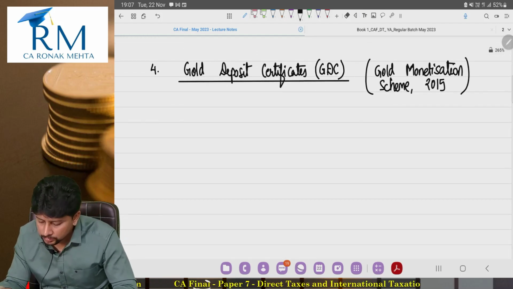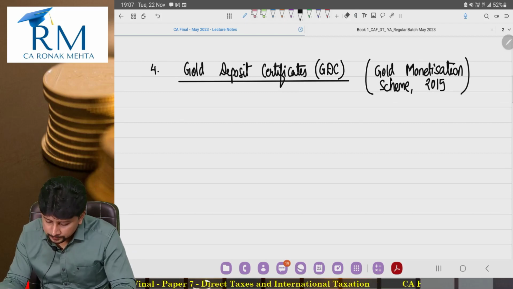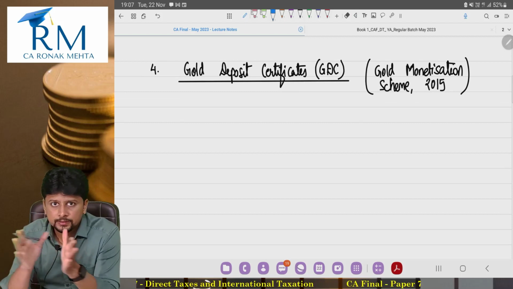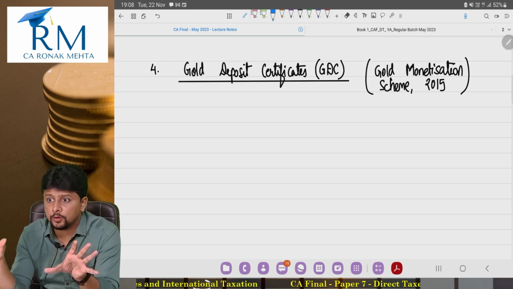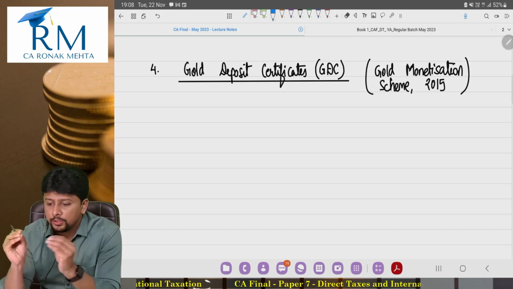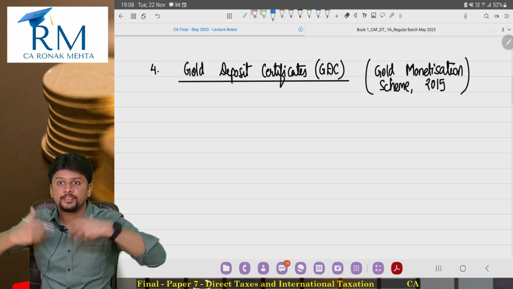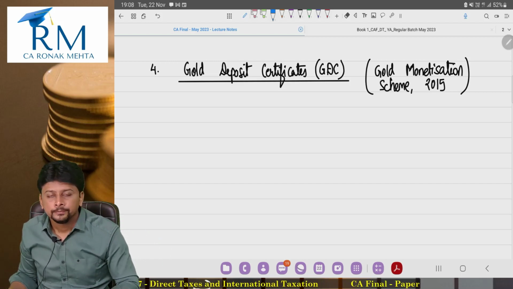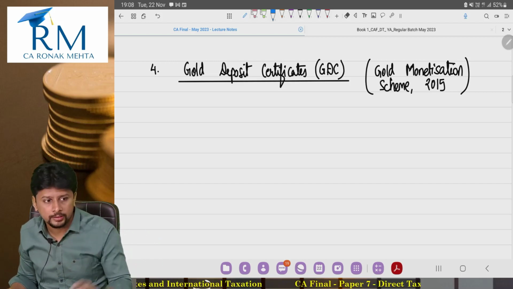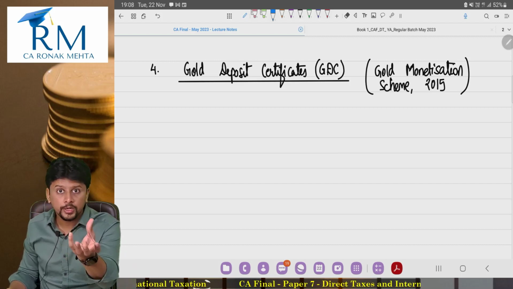What is this whole scheme about? So see, for Indians, gold is a place of investment. We don't treat gold as a commodity. We treat it as a place where we can invest and earn profit out of it. Now, we have a lot of gold in the form of jewelry, in the form of bullion, raw gold.